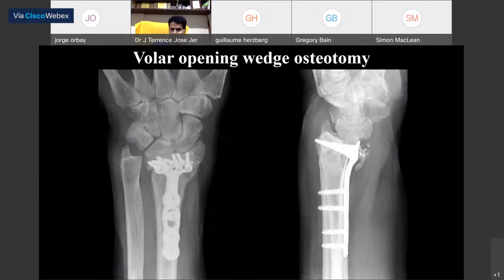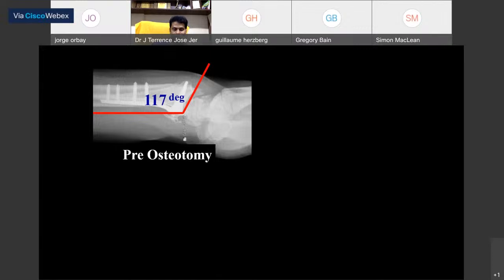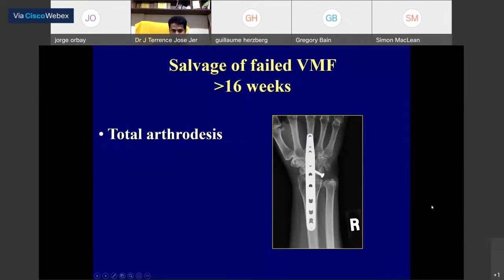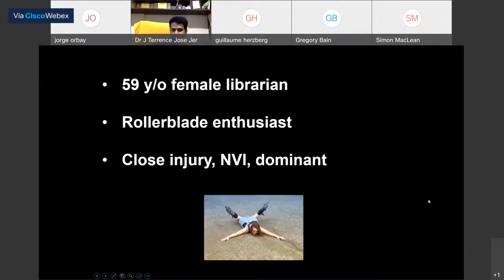This is the case that I showed you before that has fully collapsed. And in this case, we did a volar opening wedge osteotomy successfully. The idea is to create a dorsal deformity, at least decrease volar tilt to 0, so the forces are not directed to the volar aspect of the lunate fossa but more dorsally. Total arthrodesis is a viable option, but partial arthrodesis, like a radioscapholunate fusion with resection of the distal pole, is our favorite method when saving the articular surface is not possible.